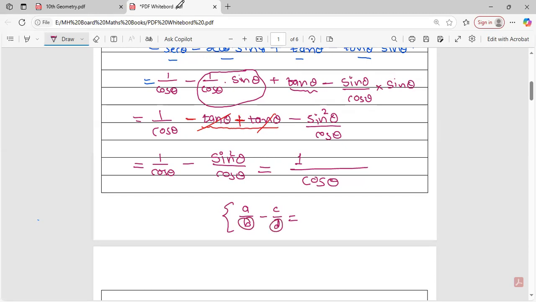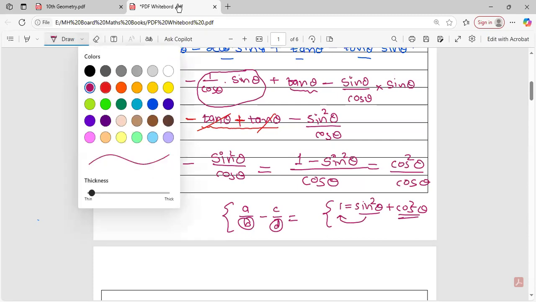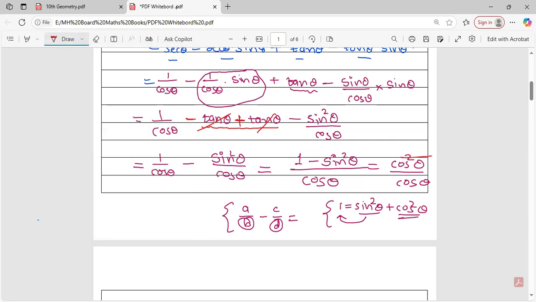Now the answer will be 1 minus sin square theta, but 1 minus sin square theta is equal to cos square theta, right? Why? The identity is there, no? Sin square theta plus cos square theta equals 1. Very good. So when you subtract this from 1, you get cos square theta upon cos theta. Cos square is cancelled with the denominator cos theta, and the final result you are getting is cos theta only, which is nothing but the RHS of the given thing.